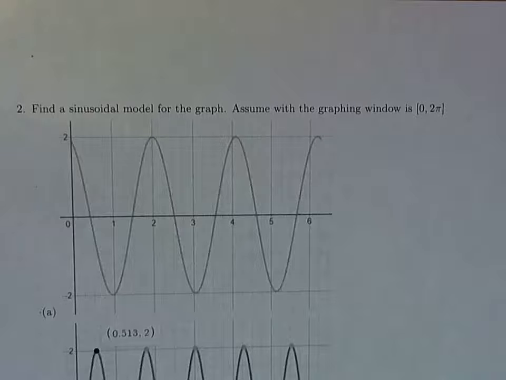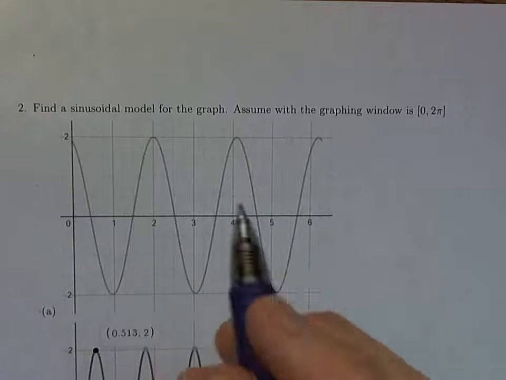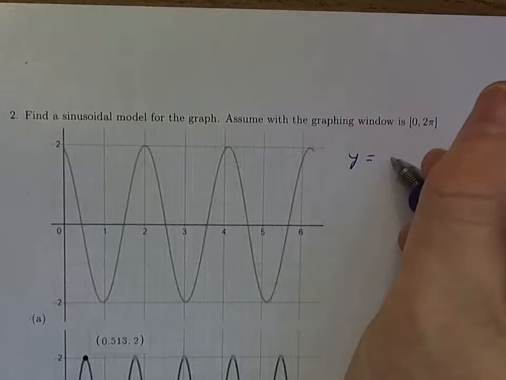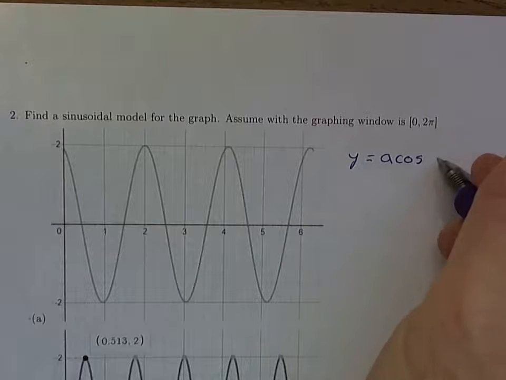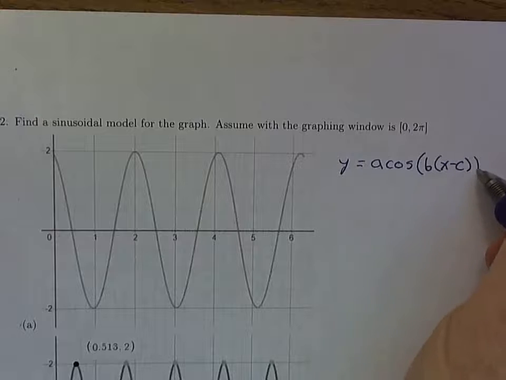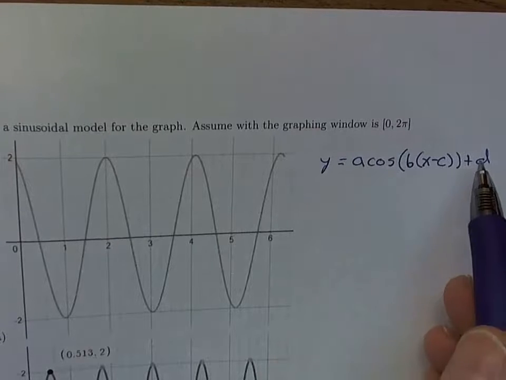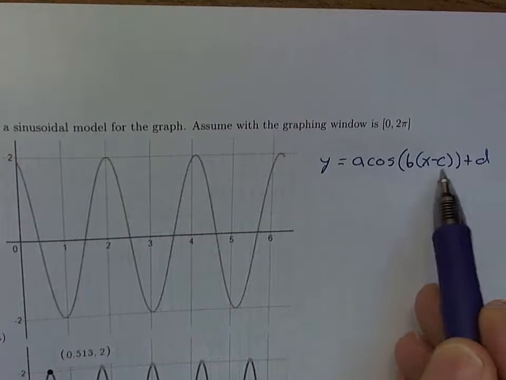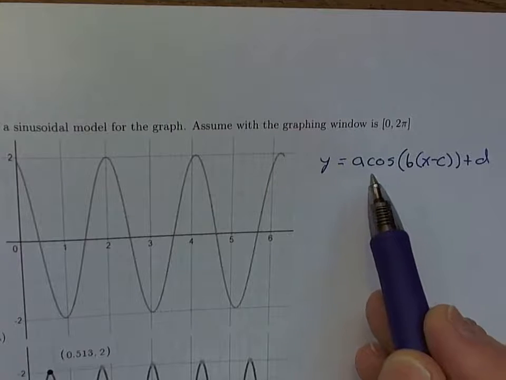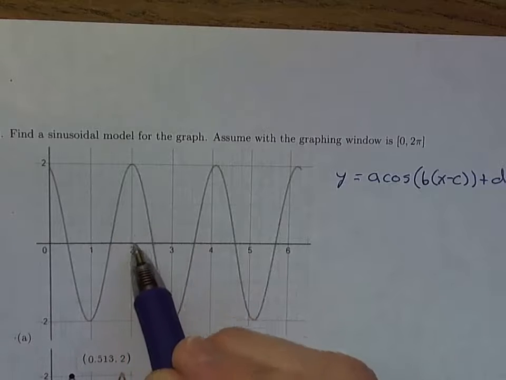Okay, let's look at this one here. Now, notice that what I've suggested in the past is that maybe we'll use this model, cosine b times x minus c plus d. That's the model that we could use. And the reason this model might be the easier of the two, instead of sine, is because we can see clearly where the max occurs.